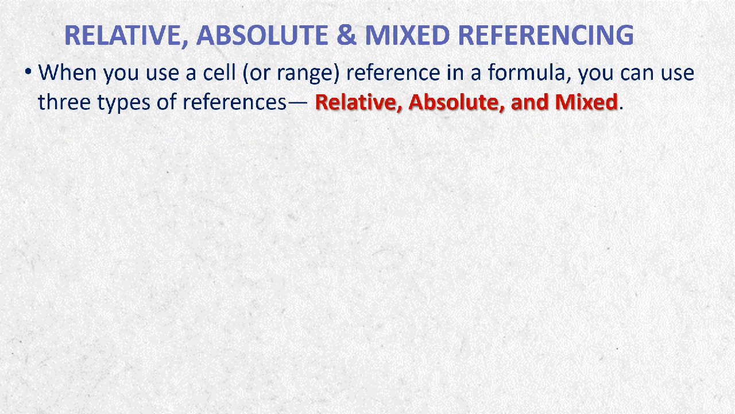When you use a cell or range reference in a formula, you can use three types of references. What are they? Relative reference, absolute reference and mixed reference. So the basics of these three references we'll see in this class. The detailed explanation with examples we'll see in the next class.